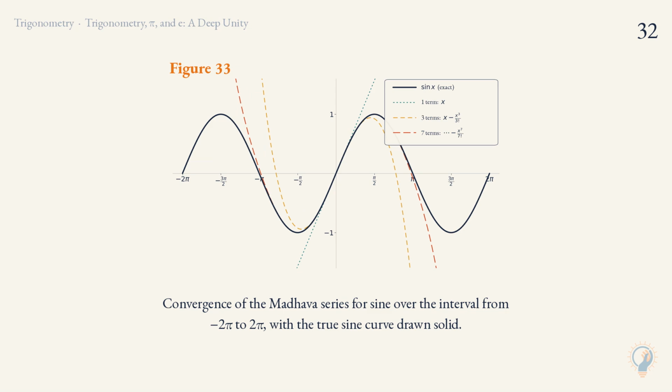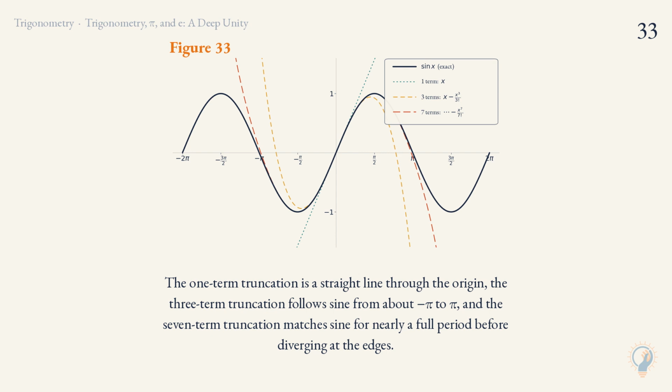Figure 33. Convergence of the Madhava series for sine over the interval from negative 2 pi to 2 pi, with the true sine curve drawn solid. The 1-term truncation is a straight line through the origin. The 3-term truncation follows sine from about negative pi to pi, and the 7-term truncation matches sine for nearly a full period before diverging at the edges.